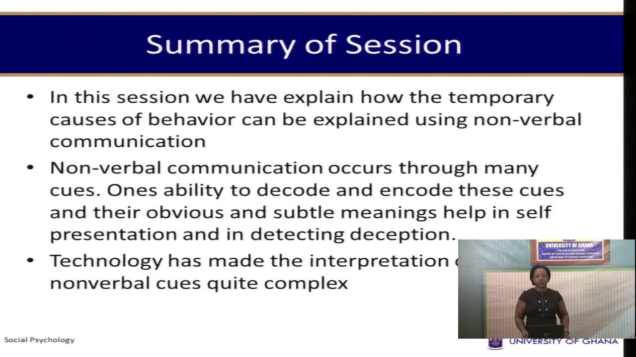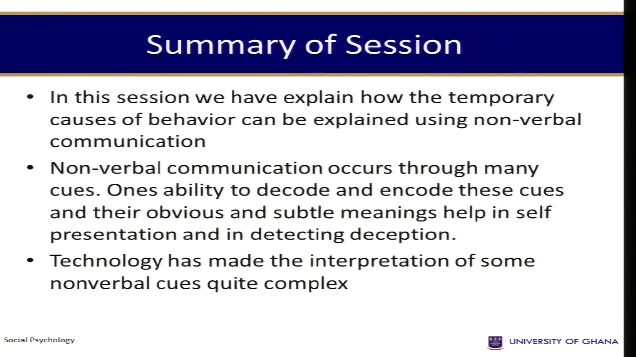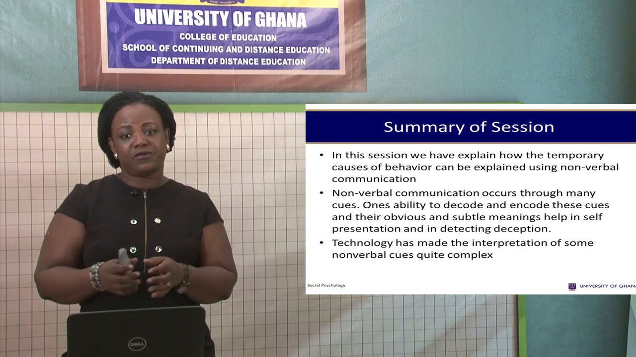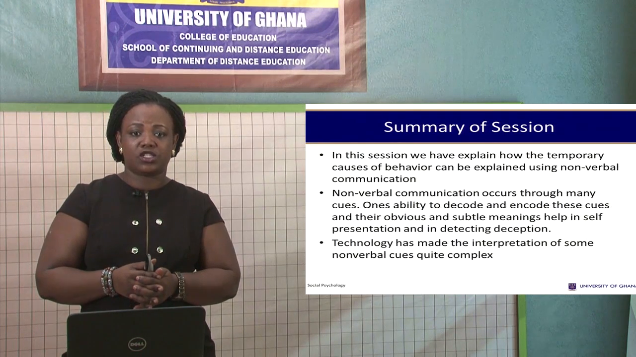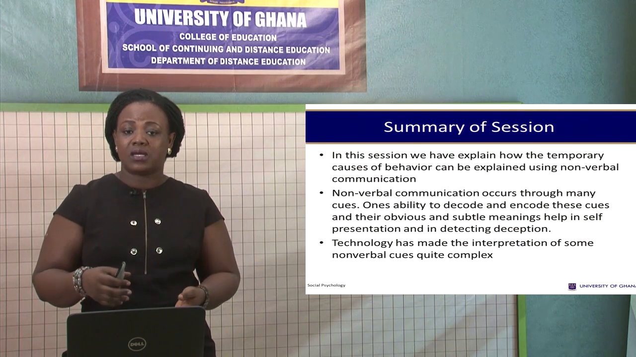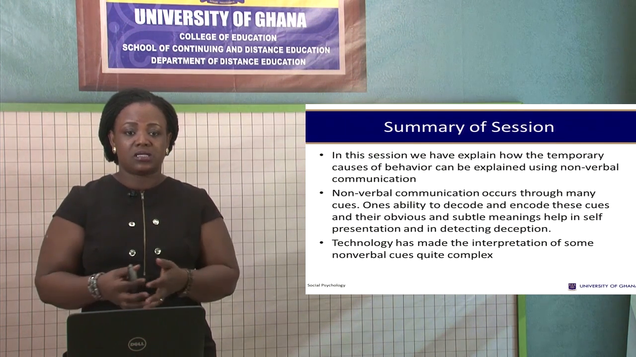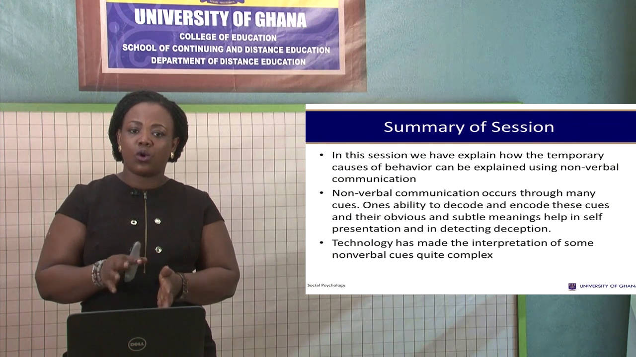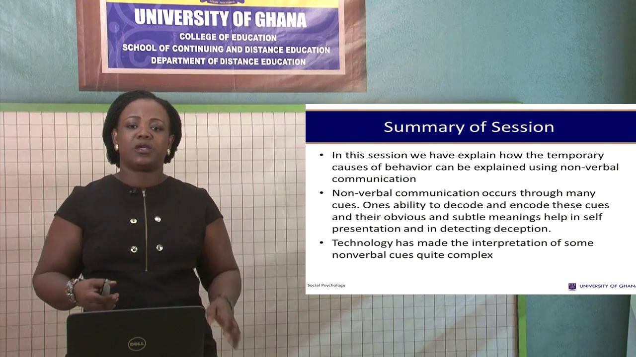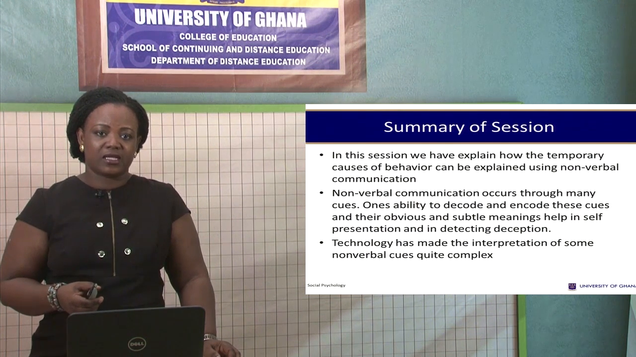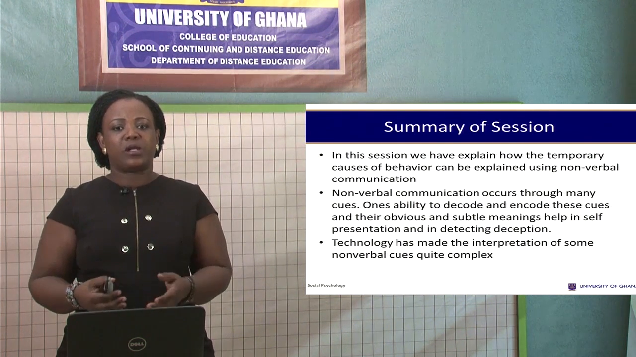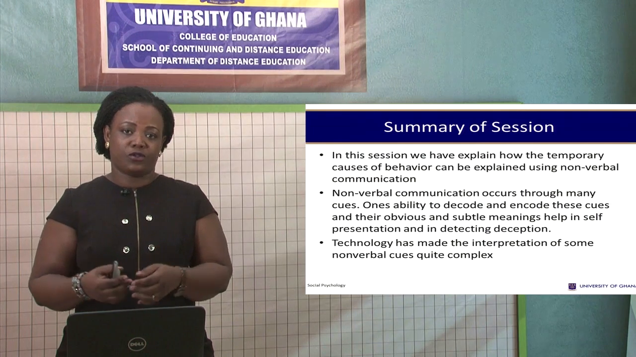So what have we sought to do? We have sought to discuss the issue of social perception, and this is just one part of the discussion. In this session, we've sought to explain how people explain the temporary behaviors of others using nonverbal communication. And we've identified the several channels of nonverbal communication and how we have to encode, but most importantly, decode these cues to be able to know how to detect deception and to be able to present ourselves in the positive light. In our subsequent sessions, we would explain the more permanent approaches of social perception.